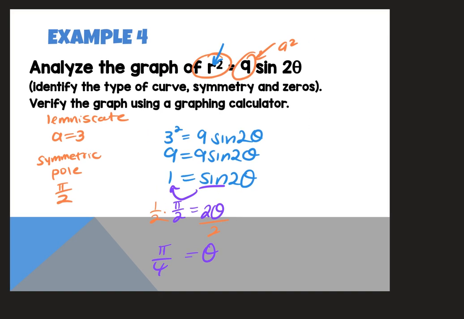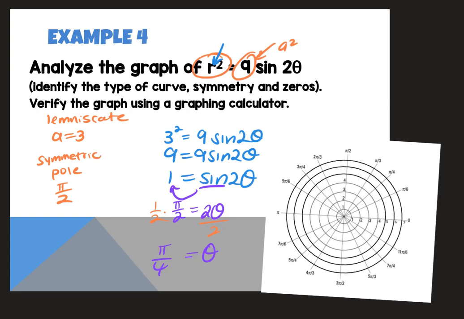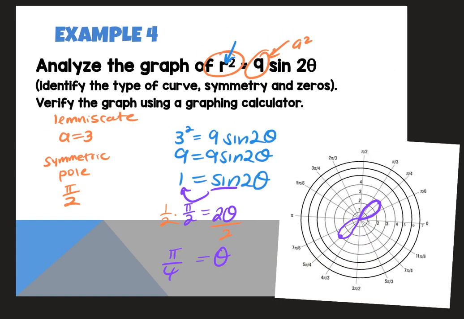Let's just finish this one. So then I would find my pi over 4, I would go out to 3, and I would draw my one petal. And then I go exactly opposite it and I draw the other one. So with lemniscates, you only have to find that one, and then you know it goes opposite it. It makes that infinity symbol.